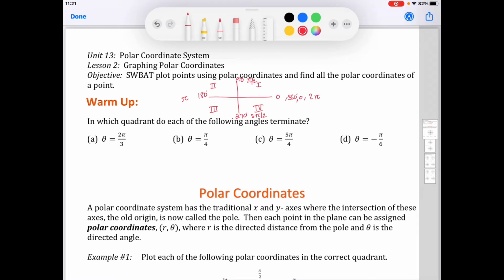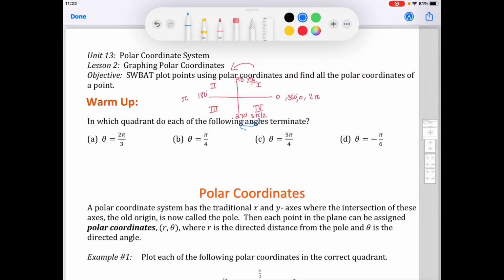So the warm-up says, in which quadrant do each of the following angles terminate? I actually have sketched this for you with the quadrantal angles and the quadrant numbers also. We go in counterclockwise direction. Our angles are always positive in this direction. If we're going in clockwise direction, then my angle is negative.